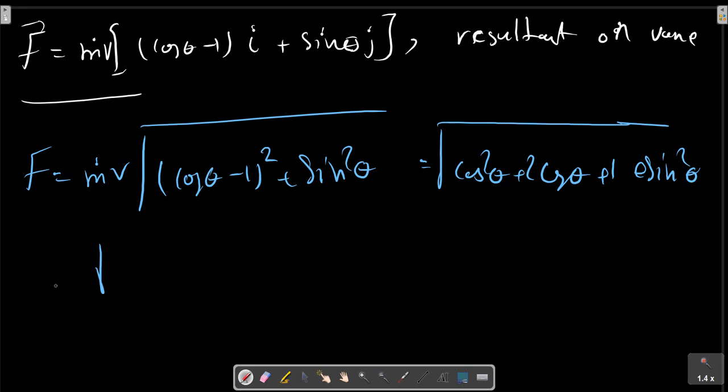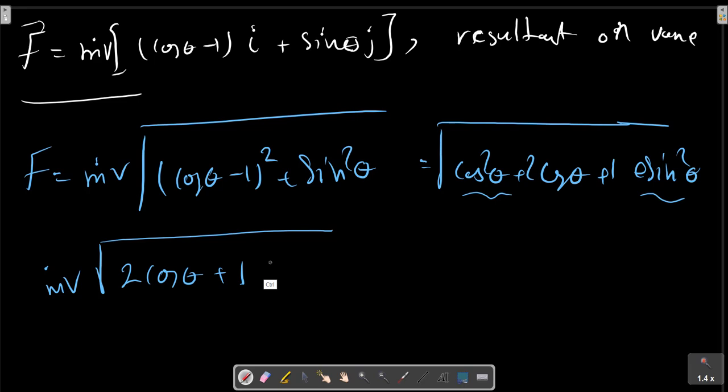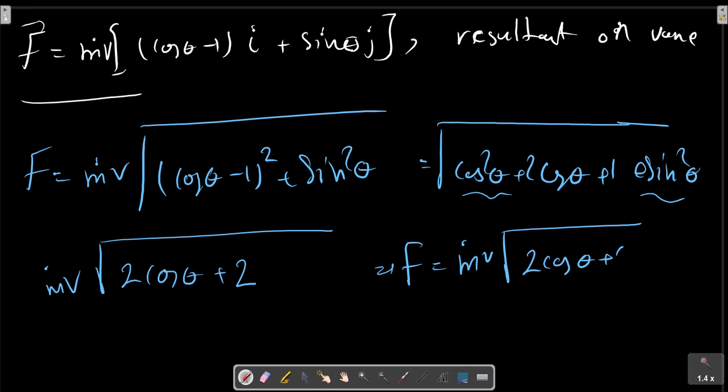We can simplify this relation. Cosine squared plus sine squared gives 1, 2 minus 2 cosine theta. So this is F. We can also simplify this relation as this, with theta over 2.